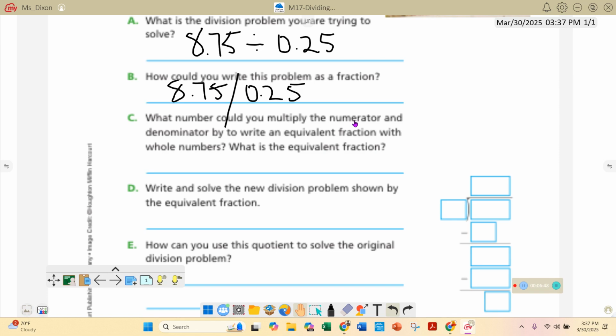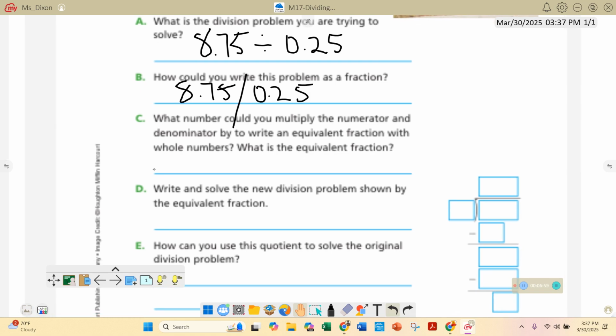So what could you multiply 25/100 by to get it to 25? So right now we have 25/100 and we're trying to multiply it by something to get it to 25. What do we multiply 25/100 by to get it to 25?